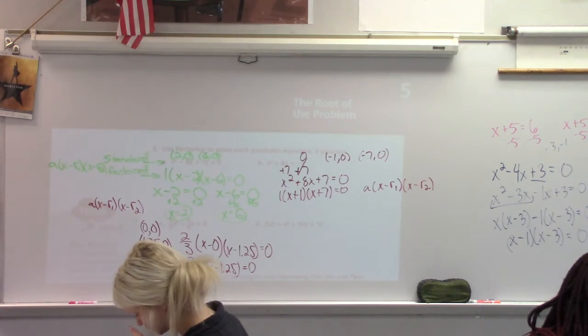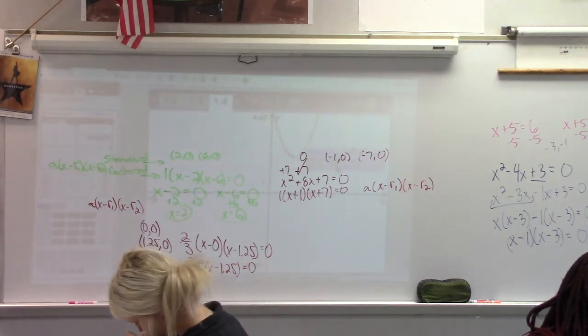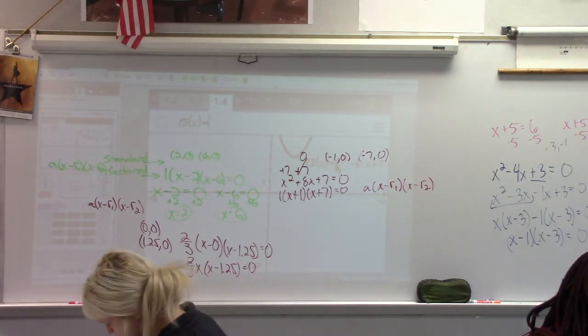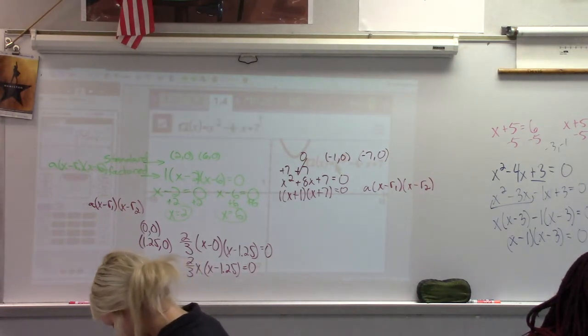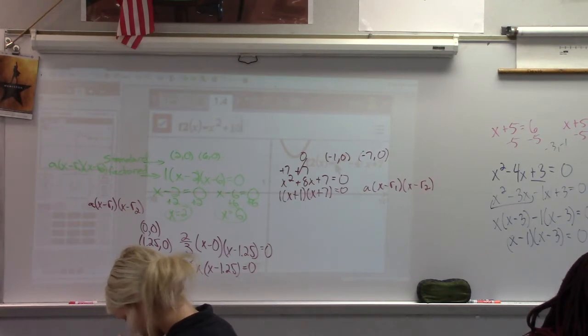There's a bigger problem with this one. Did anyone see what the bigger problem was when they graphed it? What was the equation again? Oh, they were both positive. It's okay to both be positive. What was the equation? They were the same. X squared plus 10x plus 12.